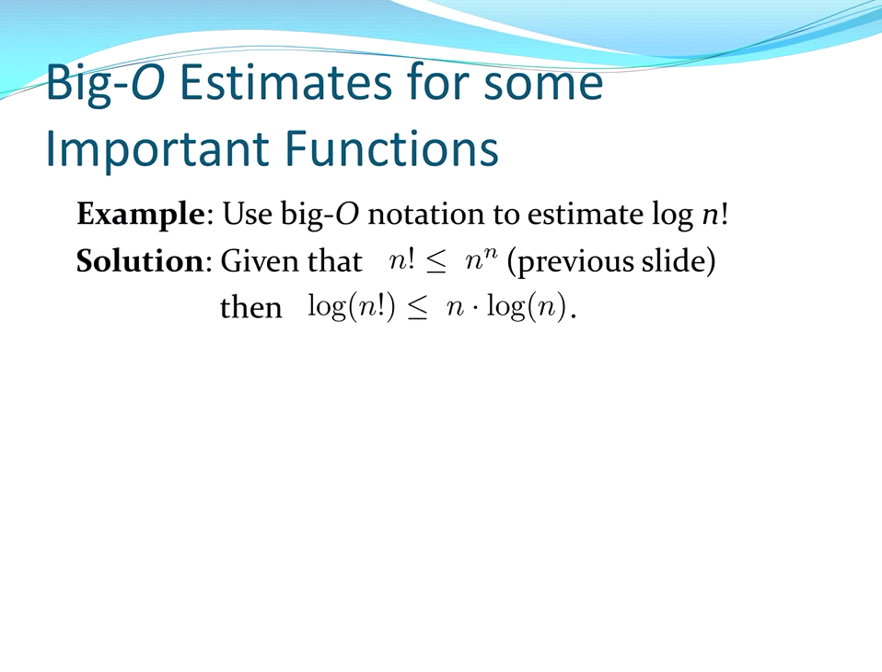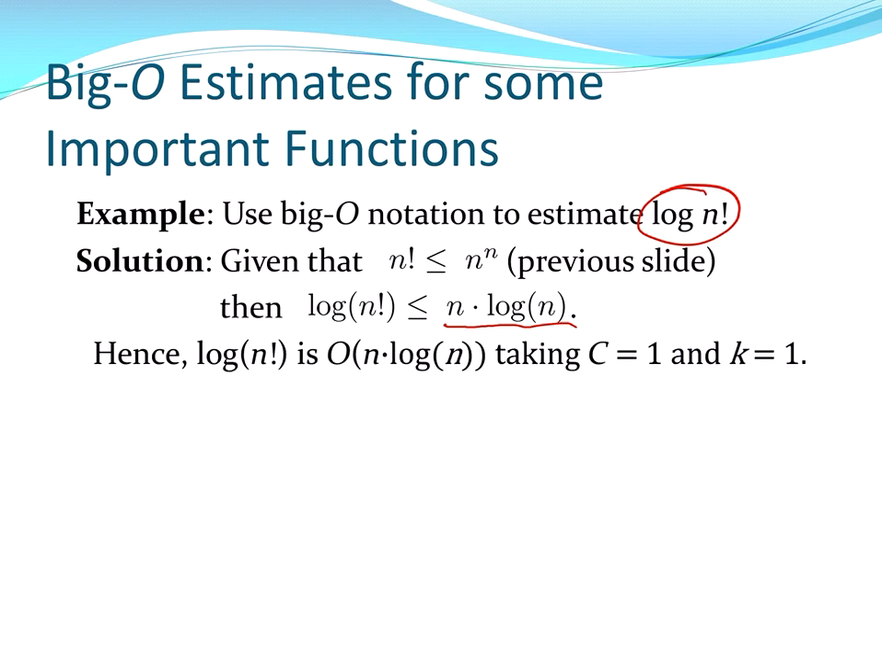And then finally, we'll look at the big O estimate of log of n factorial. Well, n factorial is less than or equal to n to the n, so log of n factorial is going to be less than or equal to n times log of n. If I take log of n to the n, I can bring the exponent out to be a multiplier. And that is some other uses of the definition of big O.